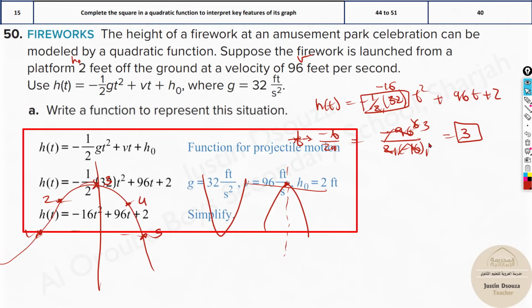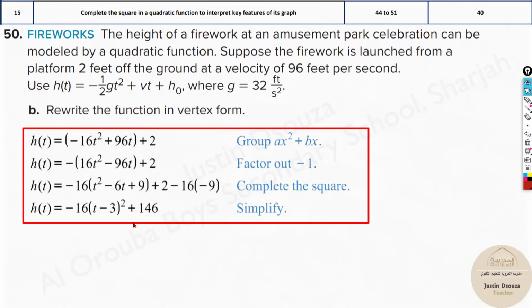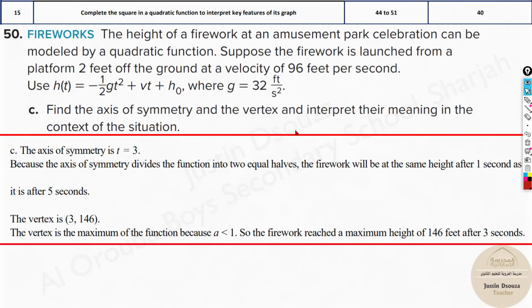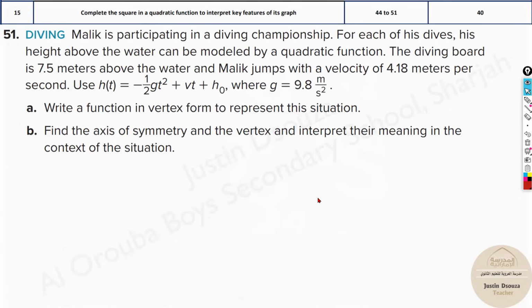Let's look into the answers. Here we have the same equation, minus 16t squared plus 96t plus 2. And here we have to get the vertex form. We can easily get the vertex from the equation. We have done it in the previous questions. And here, interpret the axis of symmetry and vertex. So here it's the same thing. It'll divide into 2 equal halves, basically. And this is the maximum value. If you put the vertex back into the equation, instead of t, if you put 3, you get 146. That's the maximum height of the firework.